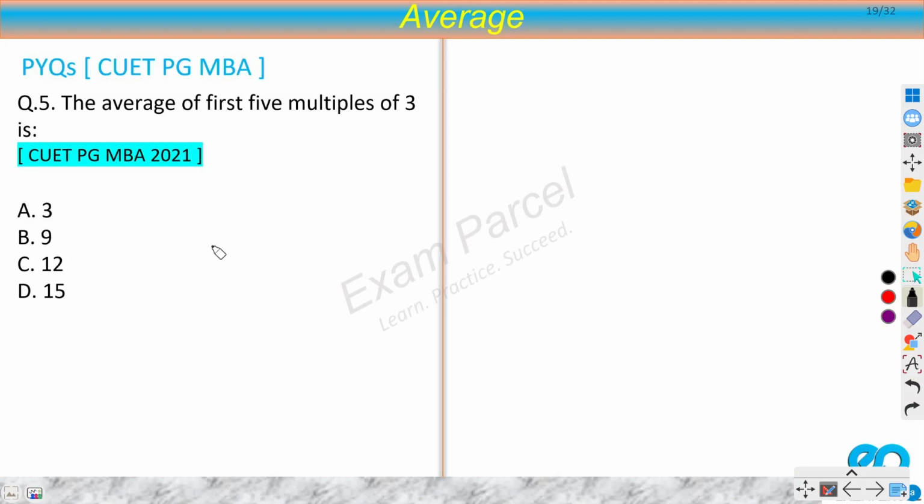Okay, again a similar type of question. CUET PG MBA 2021. The average of the first 5 multiples of 3. So 3, 6, 9, 12, 15. These are the first 5 multiples of 3. Now again, are these in AP? So these all are in AP, right?